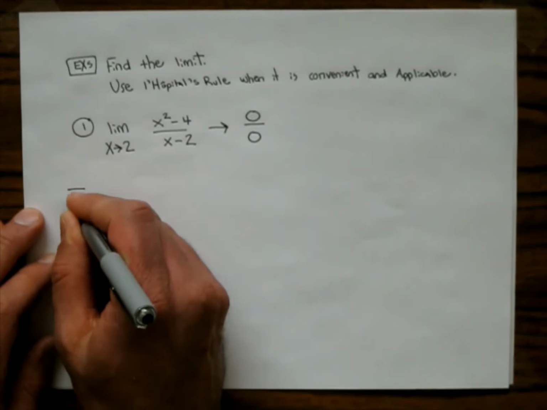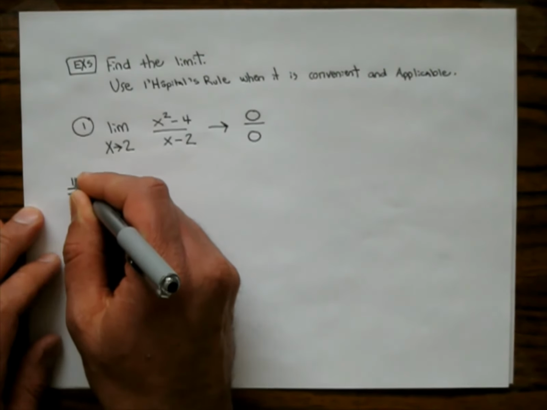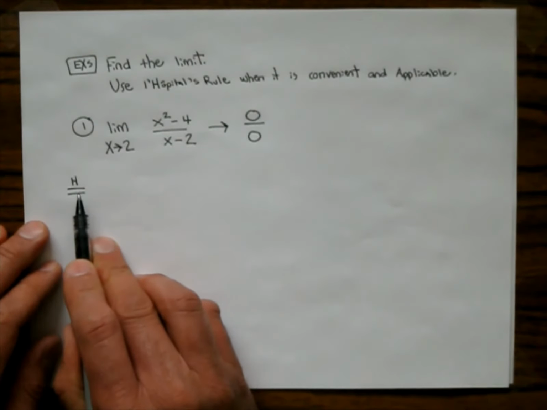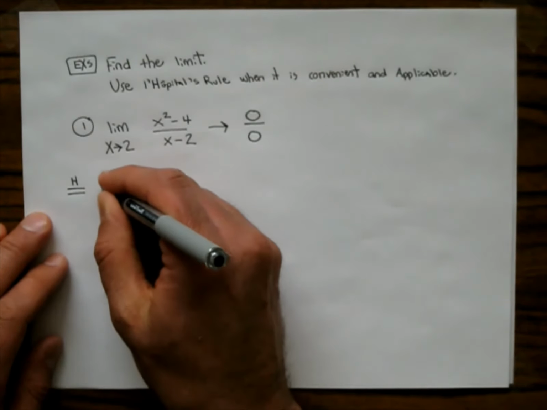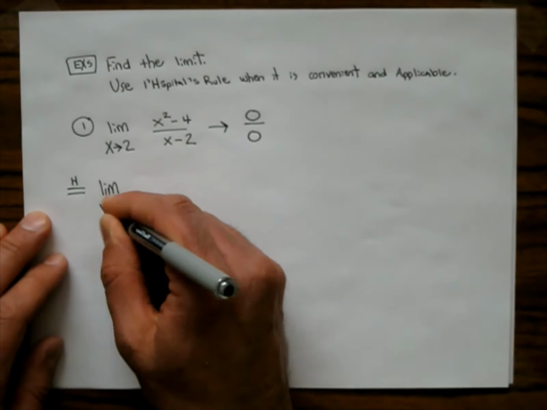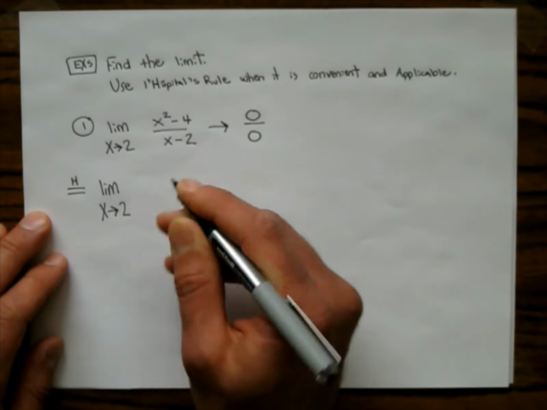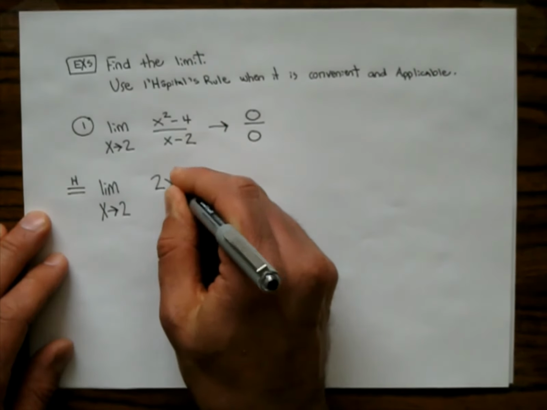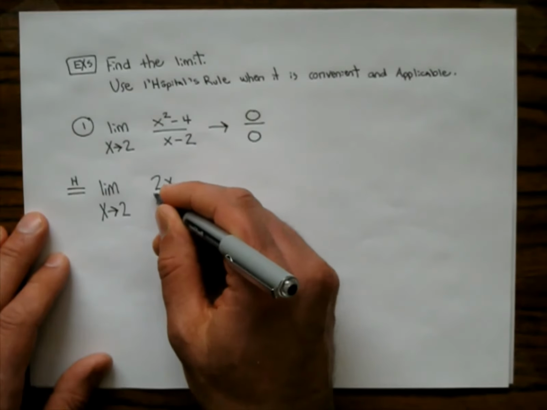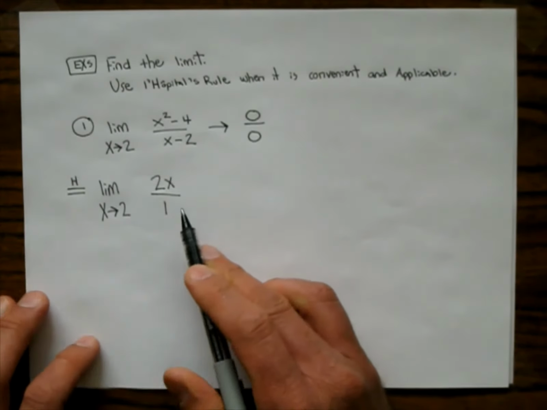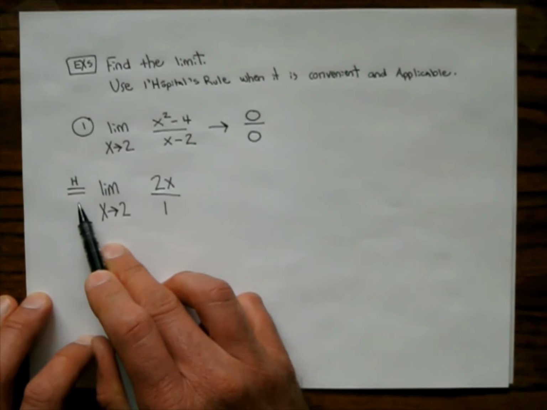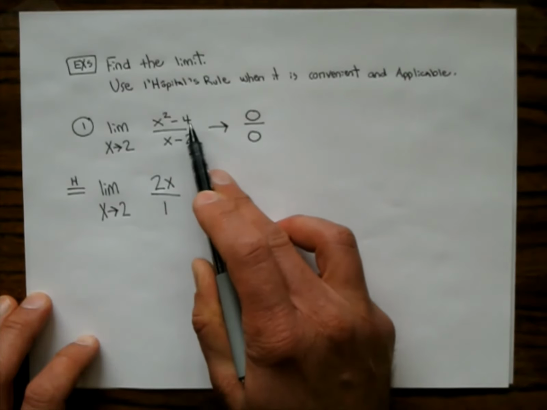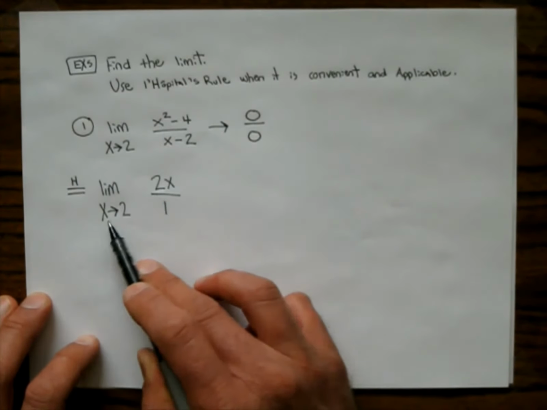When I do L'Hopital's rule, I'm going to put an H there, which is part of his name. L'Hopital's rule says we're going to take this limit, and we do the derivative of the top, which is 2x, and the derivative of the bottom, which is 1. Now notice what we did. We did L'Hopital's rule. We did not do the quotient rule. I'm not taking the derivative of that function. I'm saying the derivative of the top and the derivative of the bottom, and then doing the limit.